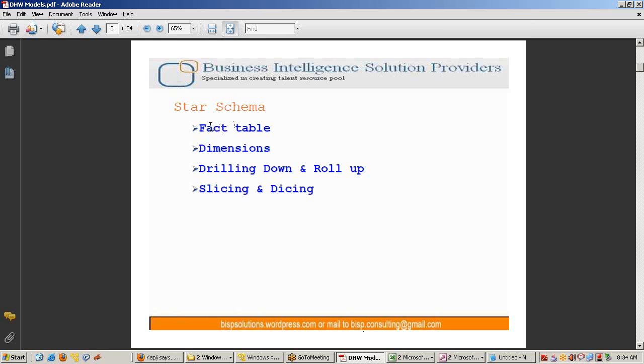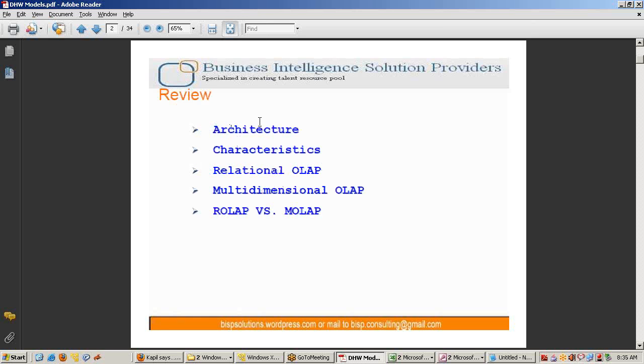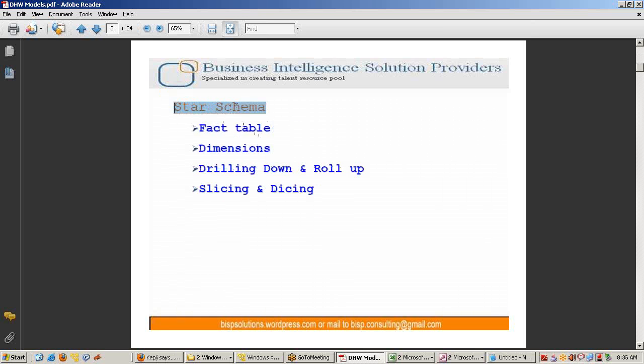So the way we organize the dimensions and facts we call logical presentation of data. We also call it modeling. So we are talking about the first model called star schema. In the star schema we have the following items. We have fact tables, we have dimensions, we also have some terms associated with granularities, drill down, drill up and slicing. These are basically two operations.